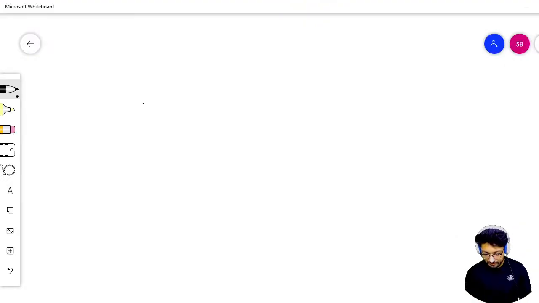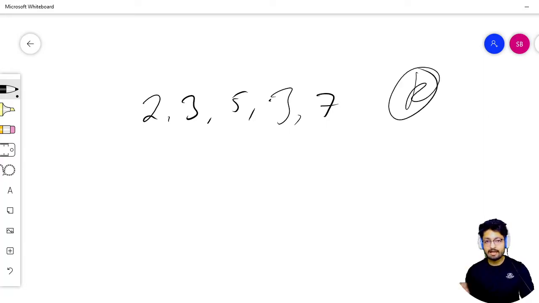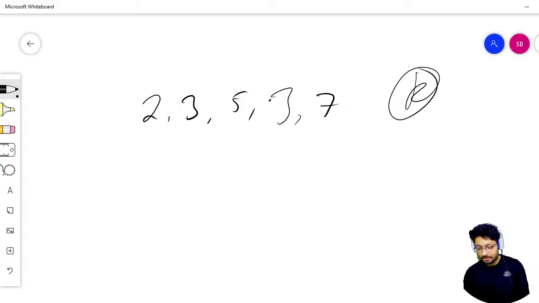Let us see, if you have an array like this, 2 3 5 3 7, now you can extract elements like this, 3 5 3, but the order should be the same. Now you have to take out elements such that the length is equal to the k that is given to you, and the sum should be as large as possible. For getting the largest sum, it obviously means that you have to extract the k largest elements.